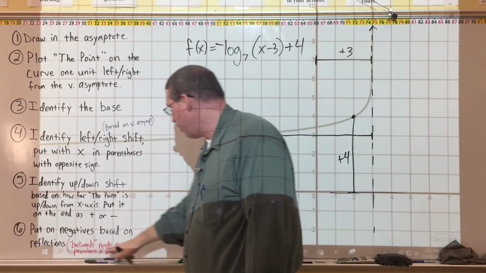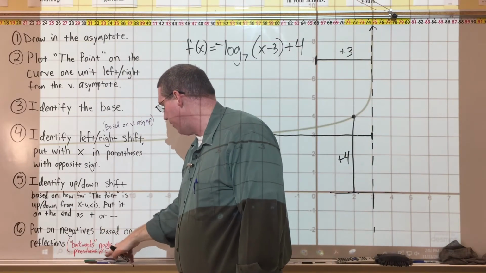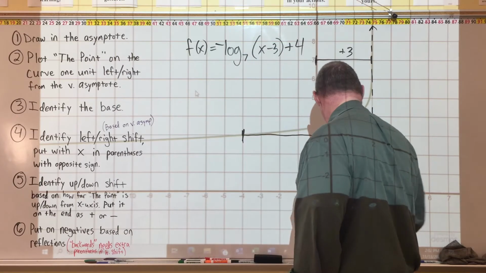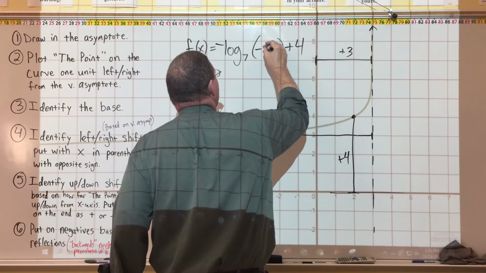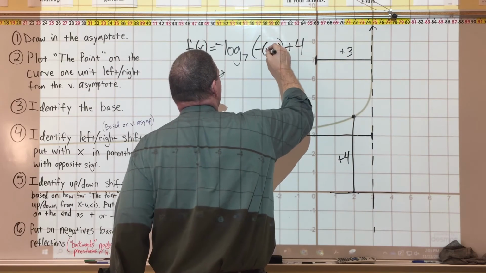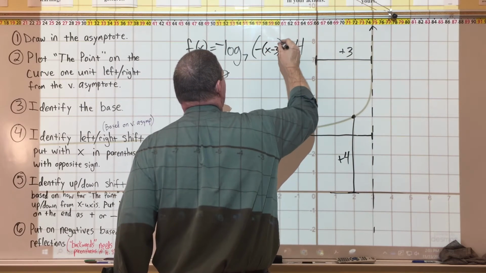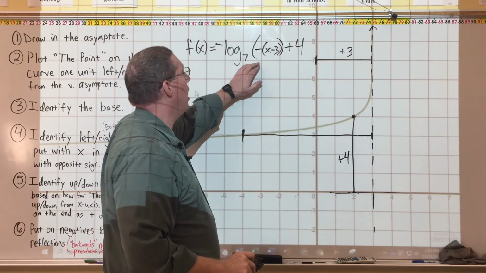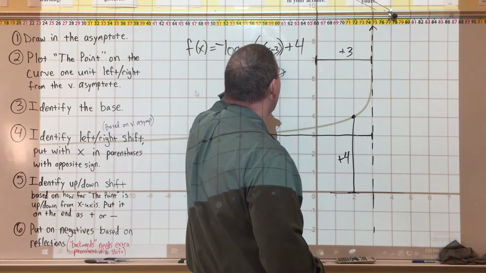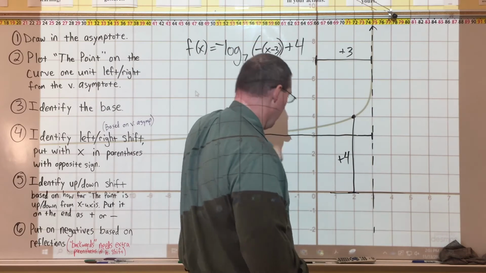But remember, if it's backwards and we have a horizontal shift, we need an extra set of parentheses. So what I'm going to do here is throw in a negative, then an extra set of parentheses, and that's when I'll put in my x minus 3. Okay? And so I'll have negative log base 7 of the negative of quantity x minus 3, then +4.